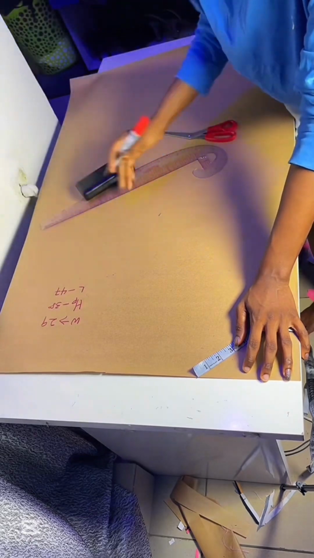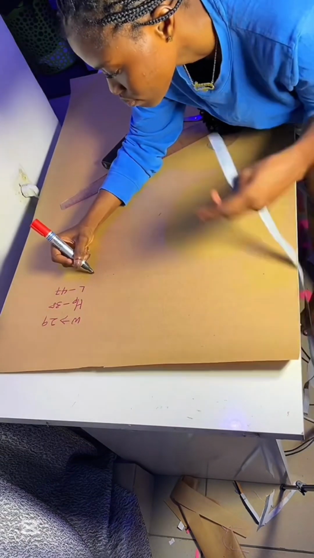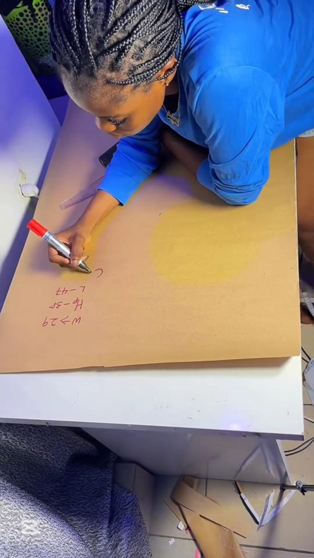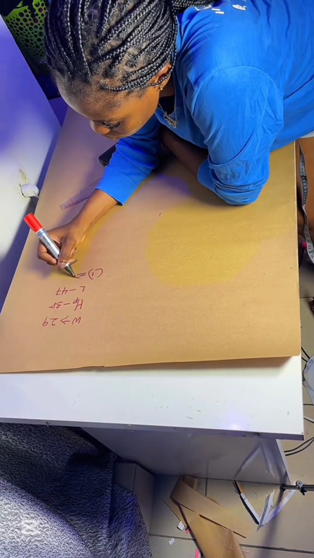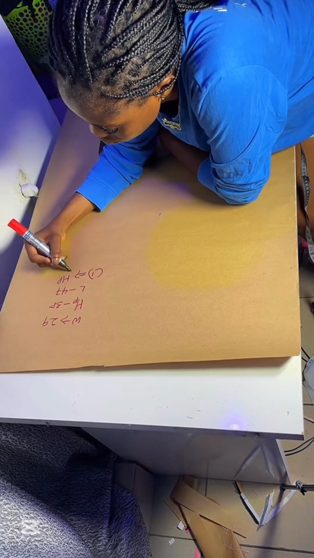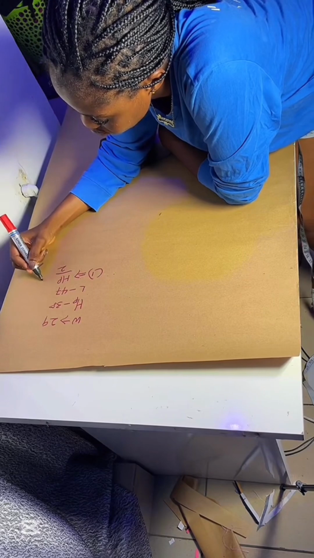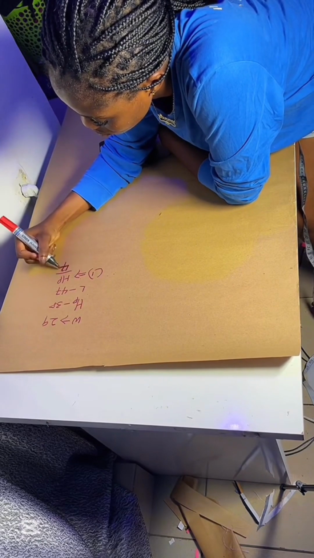Although I didn't later measure the length on the paper because we're using a pattern paper. But if you're doing it on the fabric, you have to measure your length. Then we'll have our crotch depth formula. The formula is hip divided by 4 plus 1 inch, or 1.5 inches.